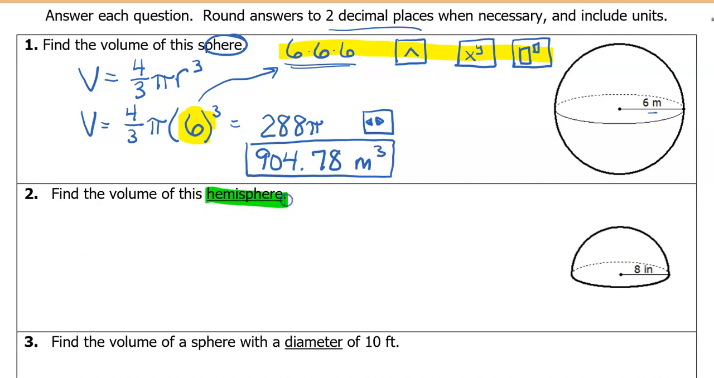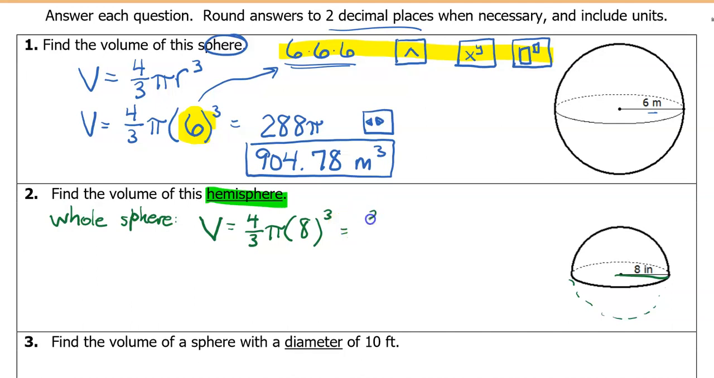A hemisphere is simply half of a sphere. So one way to deal with this is just to imagine, to start with, that it's the whole sphere, and then we'll cut our answer in half. I know, it's super crazy. So if we had the full sphere, 4/3 pi r cubed, radius is 8 inches. So 8 cubed times 4/3, depending on your calculator, your answer may look a little different from mine.